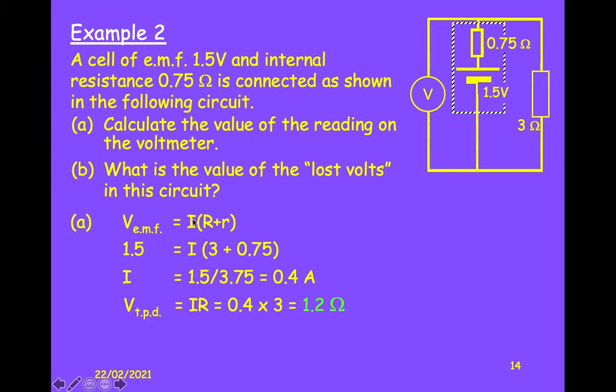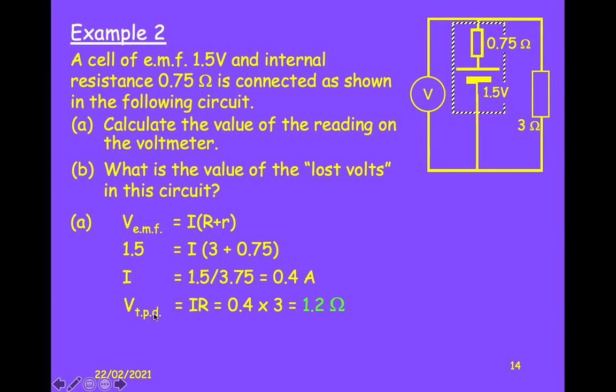So the reading on the voltmeter, we say that E is I times big R plus little r. So the 1.5 is the EMF. The reading for the current is, that's what we're trying to find. So we don't know what that is. Add the two resistances up, then rearrange that, gives us a current of 0.4 amps.